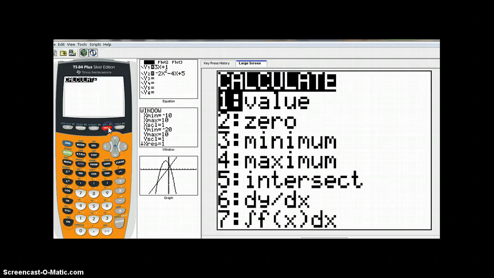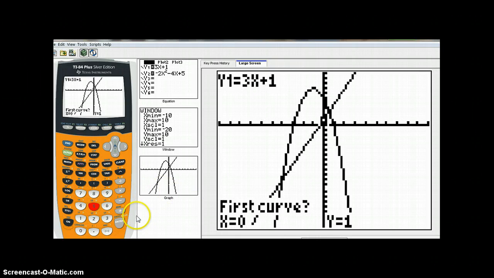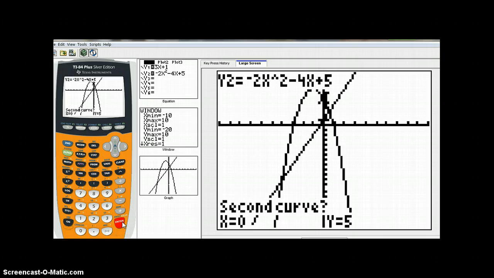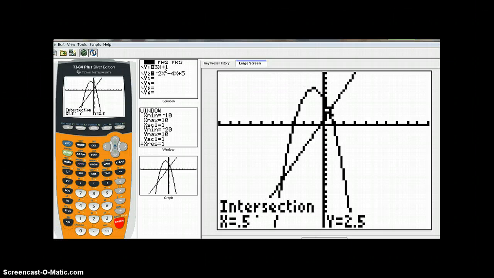So second calculate, point of intersection. First curve is the line, excellent, y1. Second curve is our quadratic, excellent, y2. And point of intersection. So we get our point of intersection in this case to be x is 1/2, y is 2.5. So write that down, and let's find the other point of intersection.